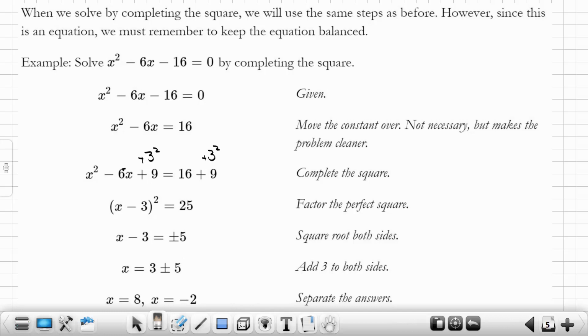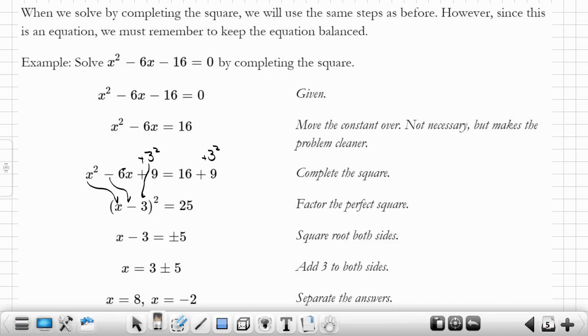Just like before, now we're going the other direction. We're taking this trinomial and turning it into a binomial squared. And that binomial squared will be x minus 3 squared. It's always that letter, that sign, and that number.